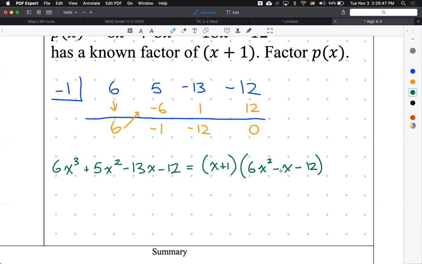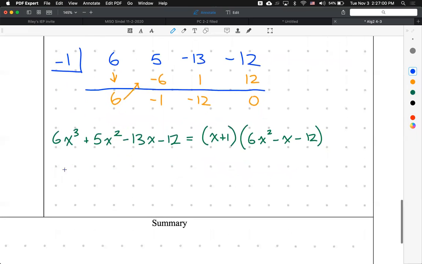Now I need to factor this quadratic, and you might notice that our leading coefficient here is a 6. It is not a 1, which indicates that we need to use the advanced ninja star. So I can do that over here on the left. Here's our advanced ninja star. Remember that 6 times negative 12 goes on the top. That's a negative 72. Negative 1 goes on the bottom, and I put a 6x on the top left and right.